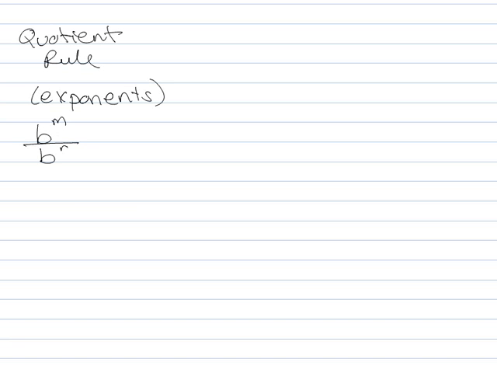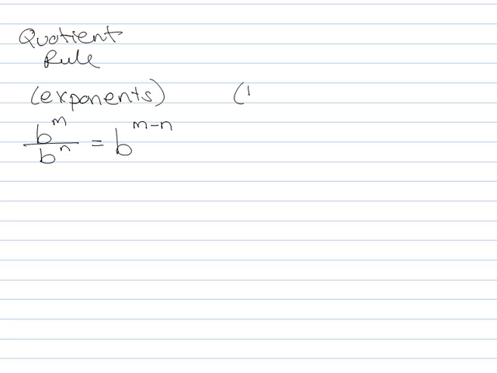So now we'll move on to the next property, which is related to the quotient rule. Okay, so this is the quotient rule. And in exponents, you saw the quotient rule like this: b to the m over b to the n, and that was equal to, do you remember? That was equal to b to the m minus n, right?